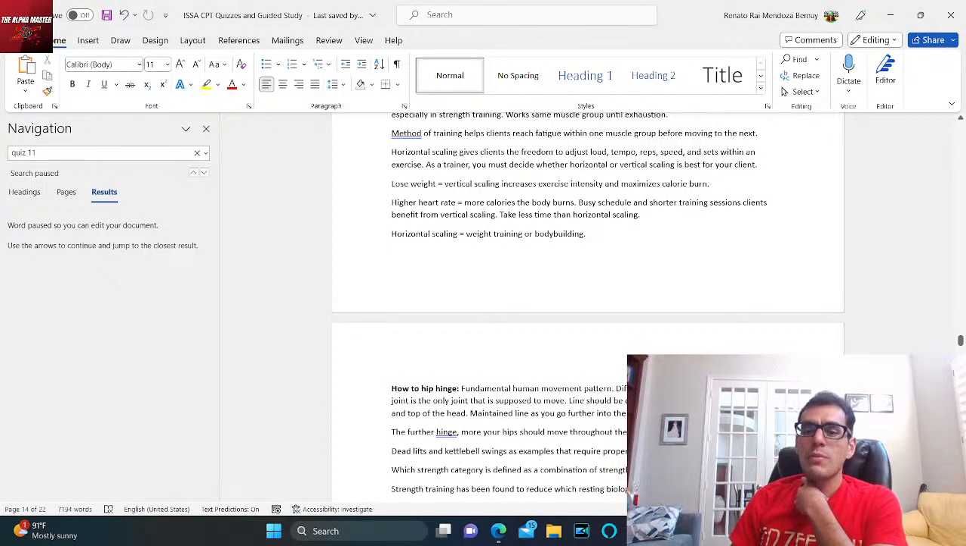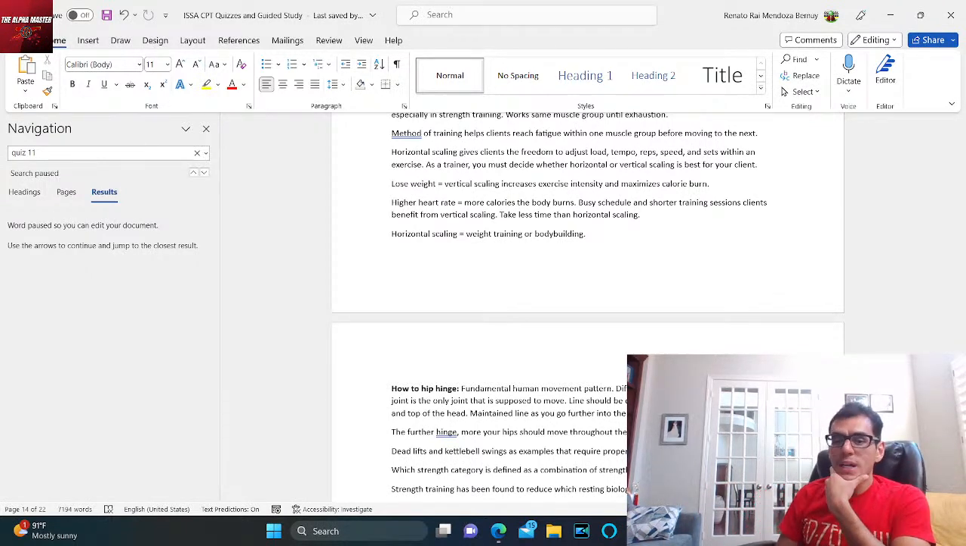How to hip hinge? It's a fundamental human movement pattern. It's a difficult movement to teach since the hip joint is the only joint that is supposed to move.